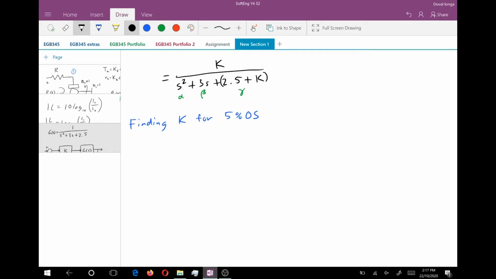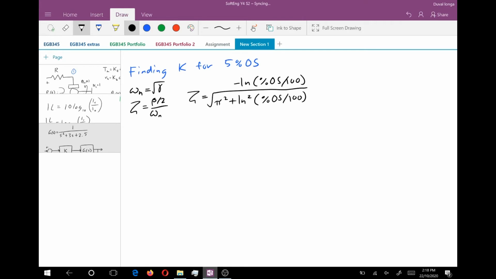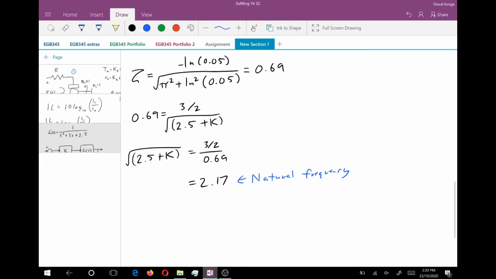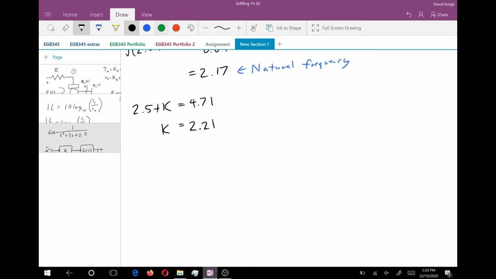Now finding the best settling time for a 5% overshoot for K, we aim for a 5% overshoot for working out K, like this. And these are our formulae. And since we want 5% overshoot, we put 0.05 here, and that works out to be 0.69. So plugging it back into the equation for zeta, where we set zeta to 0.69, we rearrange for K, and we have that omega n equals 2.17, which is our natural frequency. And then working out further, we get K equal to 2.21.